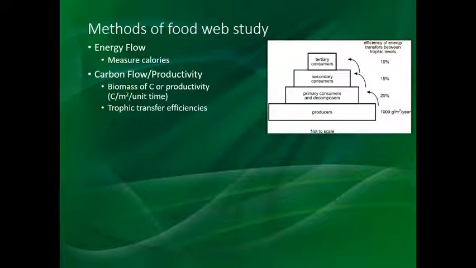Whether we're talking about tracking energy or carbon, it's basically the same thing, because we can eventually track carbon to the base of the food web, where it was fixed via photosynthesis. So that's why we can use carbon. And we can use things like trophic transfer efficiencies to find out how much of that carbon is being put into the next trophic level up.